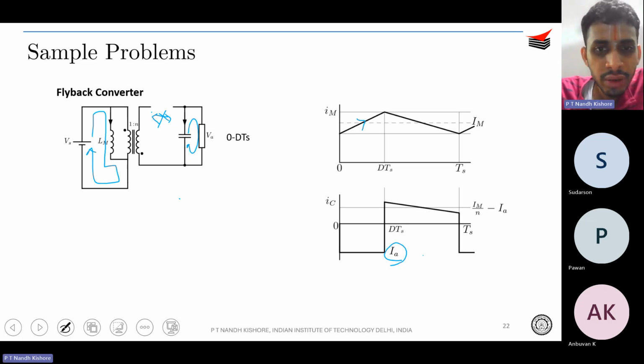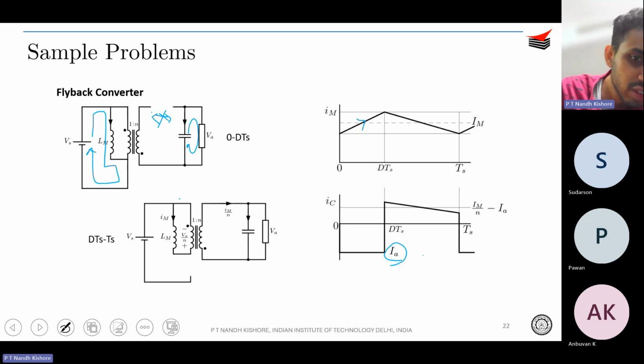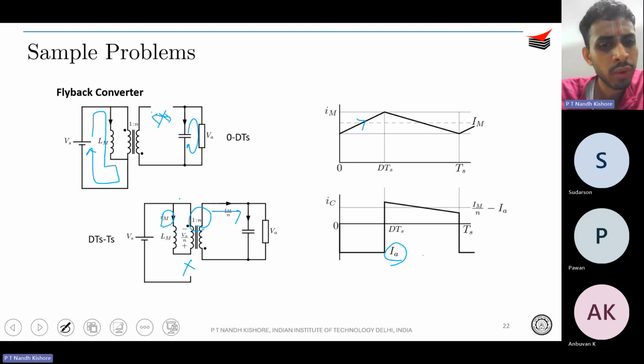Now what happens during the 1 minus D TS period? This switch turns off. Therefore, this is reverse biased. This connection is gone. The inductor current forces this diode to get forward biased. Now you know that the inductor current is termed as IM, and the transformation ratio is 1 is to N. N2 is to N1 or N1 is to N2, however you may want to call it. The transformation ratio is 1 is to N.